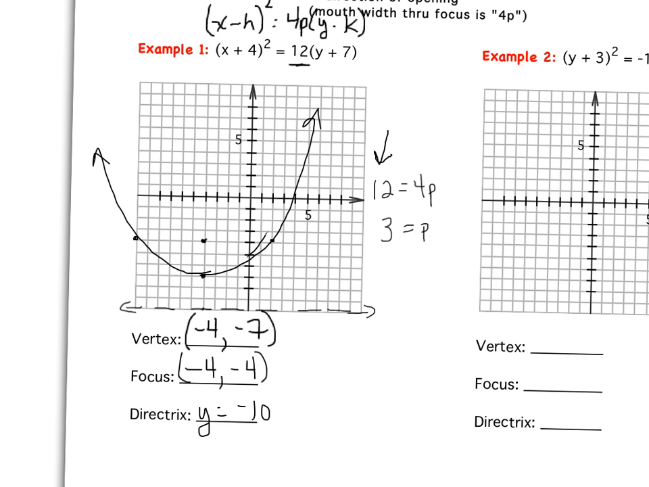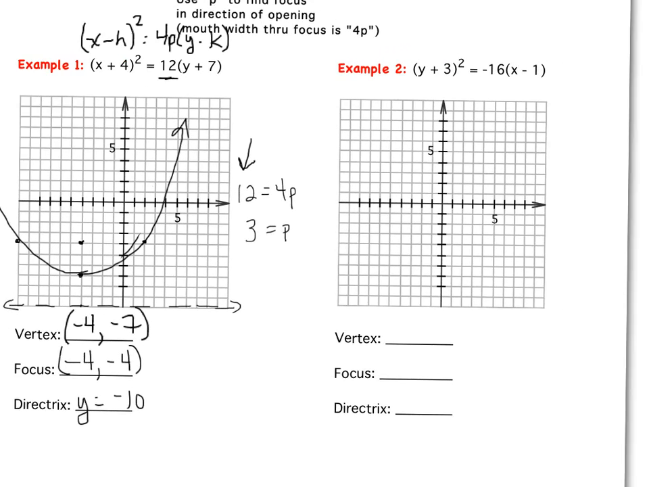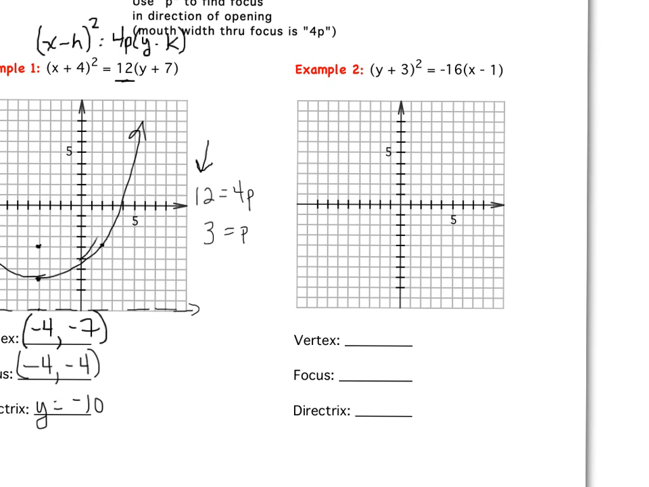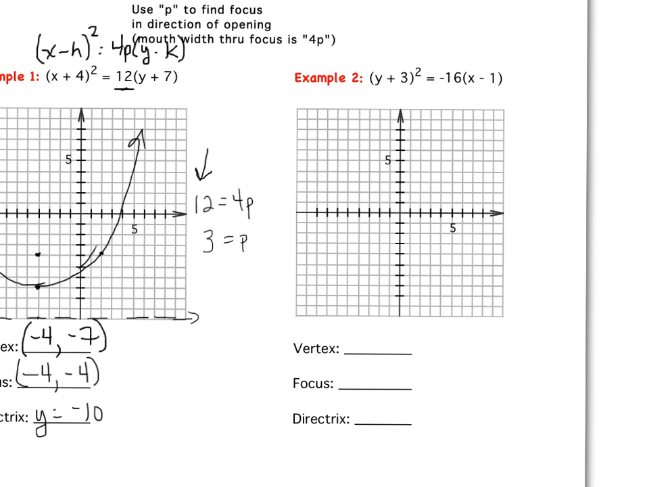Let's go on to example 2. Notice in example 2, we have y squared. And if we have y squared, then our parabola is going to open up either left or right. Since our coefficient, our 4p value, is negative, we know that this parabola is going to open to the left.